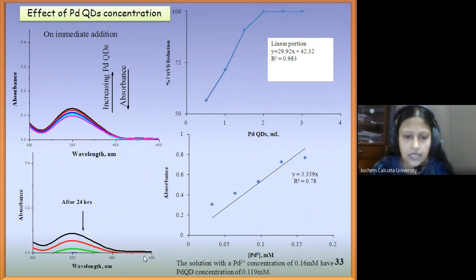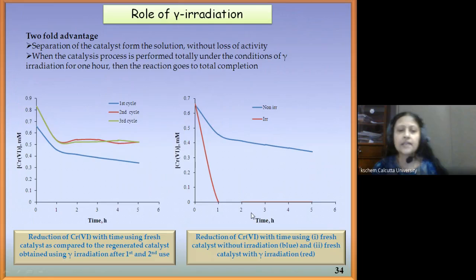So we can see that it is possible to reduce the chromium 6 to chromium 3 only with the palladium quantum dot solution. But the problem is the particles are only 3 to 4 nanometer size. So it is very difficult to regenerate the particles after the reduction. So if we irradiate the solution with gamma radiation, it just throws the particles out from the solution, and we can regenerate the precipitate of palladium nanoparticles and use it for the second cycle and the third cycle.